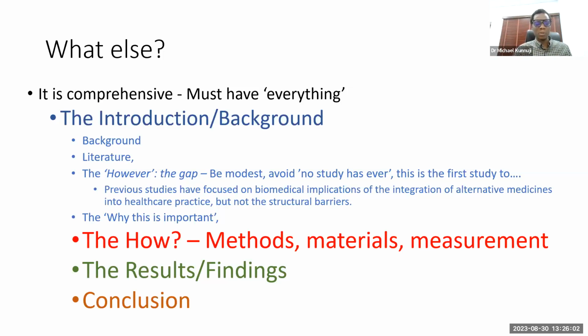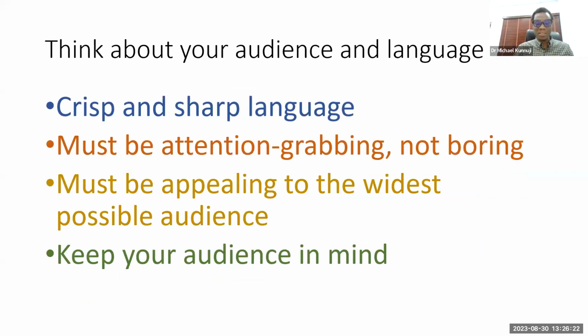And after that, you will also talk about the results or the findings. If you say results, you're talking about findings, and then your conclusion. So these are major components of a good abstract. So your abstract should be concise and it should be comprehensive. That is, it should not leave out important elements. And of course, as you write, you should think about your audience and also think about the language you're using.